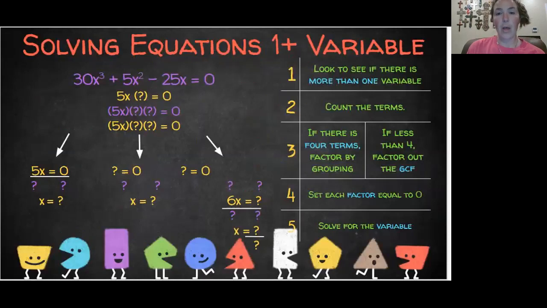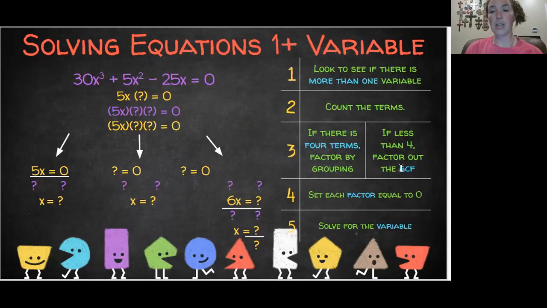All right, so what happens when the answer to that question, look to see if there's more than one variable, ends up being a yes? Okay, so notice now, instead of just having the x cubed, I have an x squared and I have an x. So the next thing that you're going to do is count the terms. So here I have 1, 2, 3 terms. If there's 4 terms, we're going to factor by grouping, which we will look at in just a second. In this case, if there's less than 4, we want to factor out the GCF first and then factor.